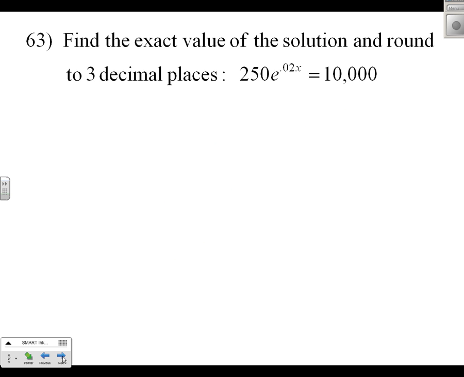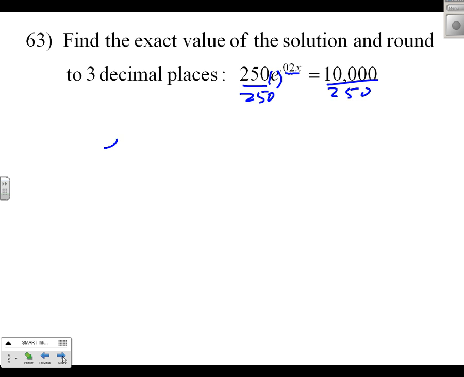Okay, find the exact value of the solution around the 3 decimal places. Same problem. I'm glad this is part of what we're working on, though. Is the exponential, the base and the exponent, isolated? No, because the base to 0.02x is just e. So the first thing we need to do is divide away 250. Divide both sides by 250.